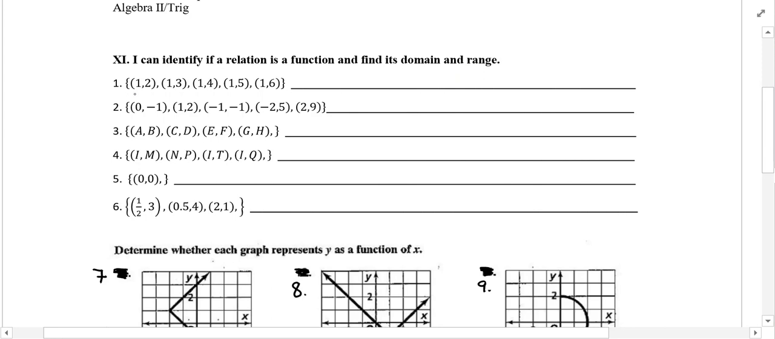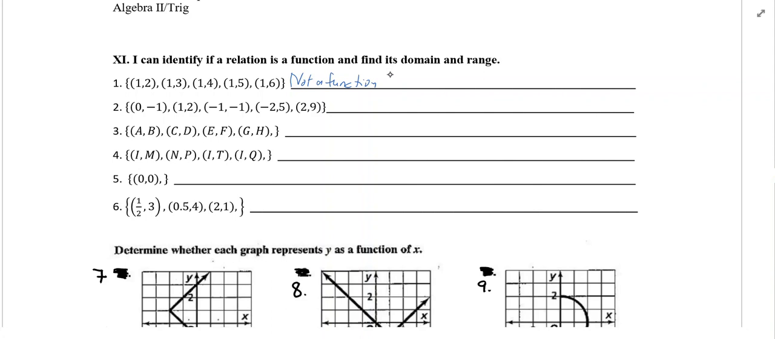So when we look at this, we have our x values and our y values. If we notice, when we put in 1, they got out 2. But when they put in 1, they got out a 3. 1, a 4, 1, a 5, and 1, a 6, which means no, this is not a function. So I'm going to write on here, not a function.